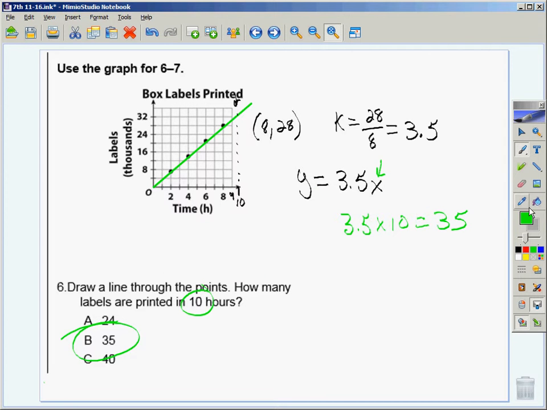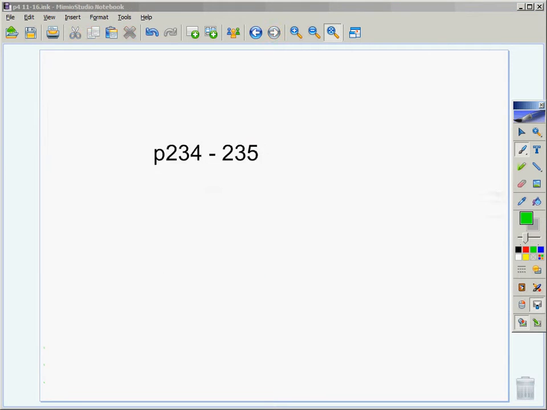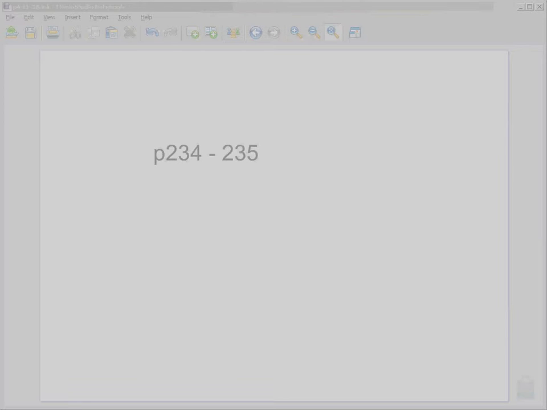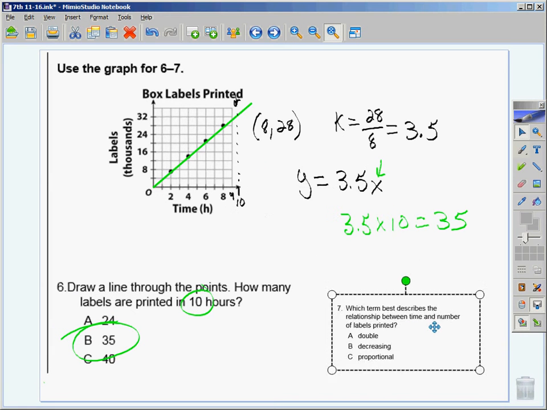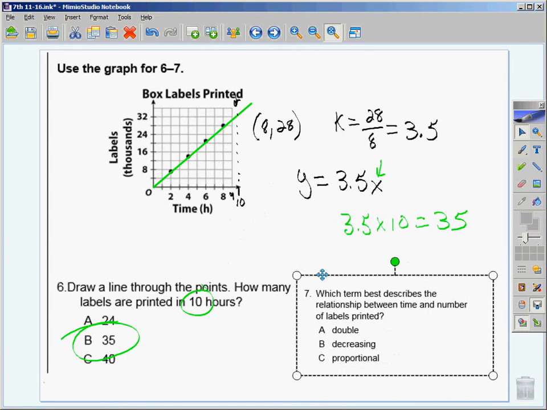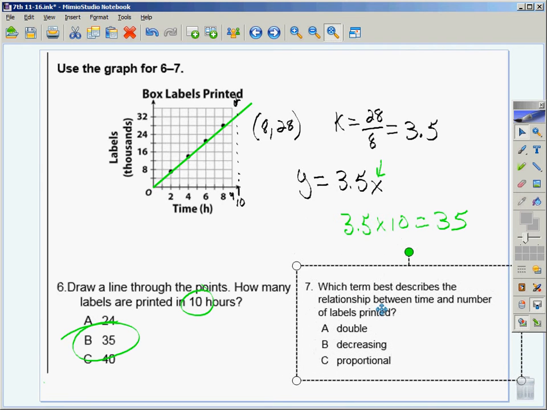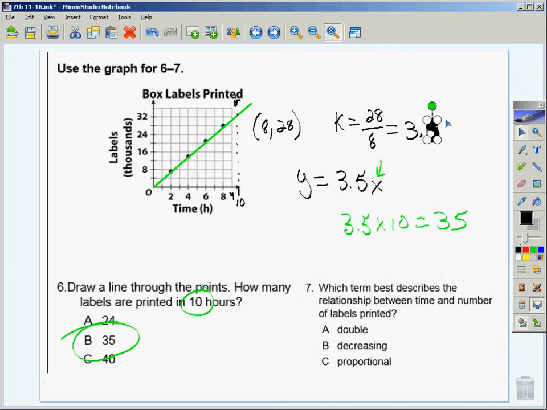Number 7, from the same graph, it says, which term best describes the relationship between time and the number of labels printed? So if I look at the time, what's happening to the number of labels? Is it increasing or decreasing? Increasing. There's no way it's decreasing.